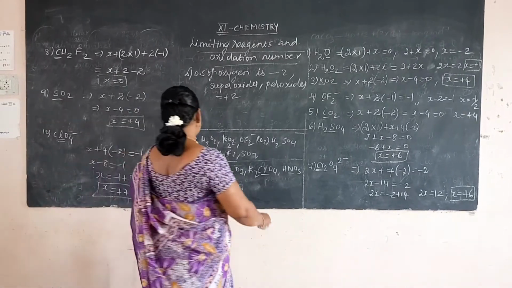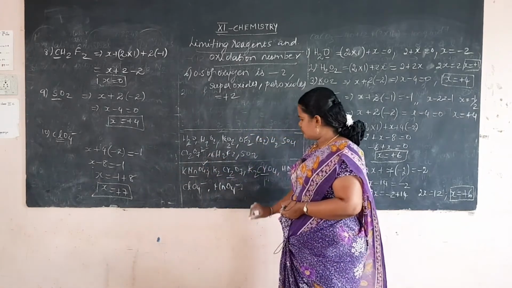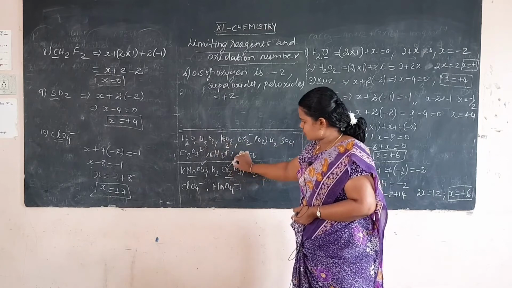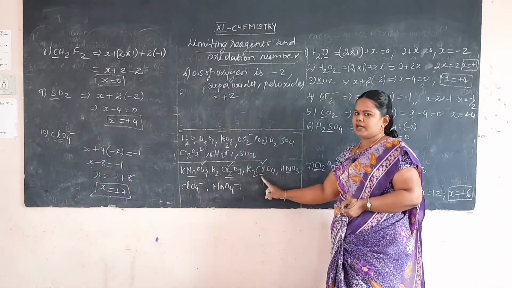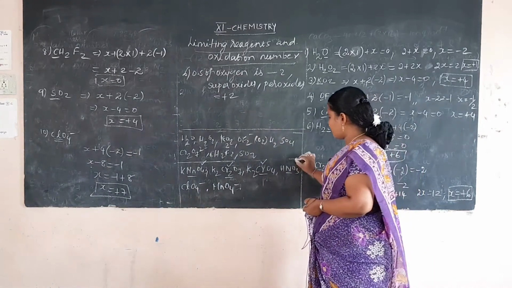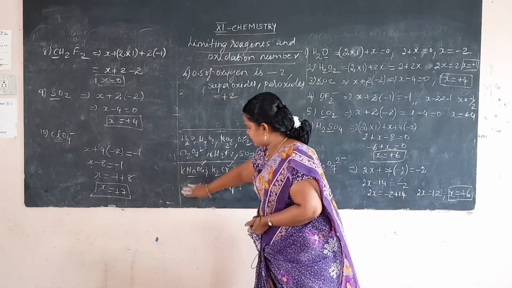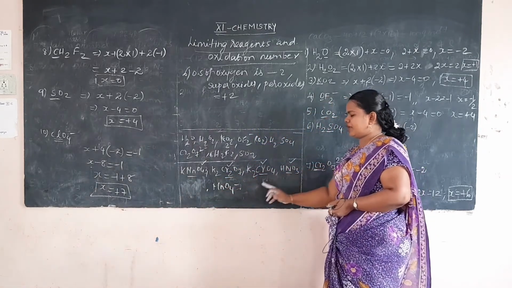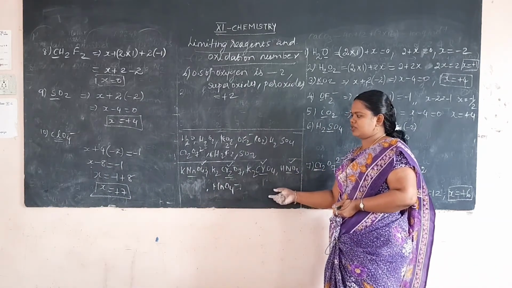I want you to do these compounds, that is KMnO4, then K2Cr2O7, then K2CrO4. I have put a dash, for those you have to calculate the oxidation number. HNO3, then ClO4 minus, I have already calculated, you calculate MnO4 minus. So totally 5 compounds are there. For these 5 extra compounds you calculate the oxidation number.